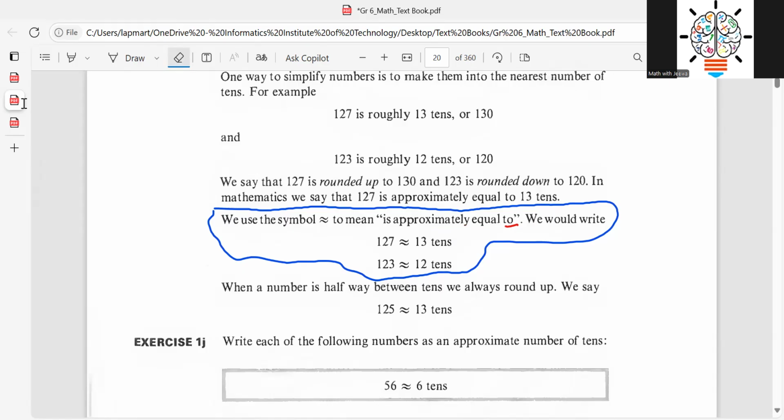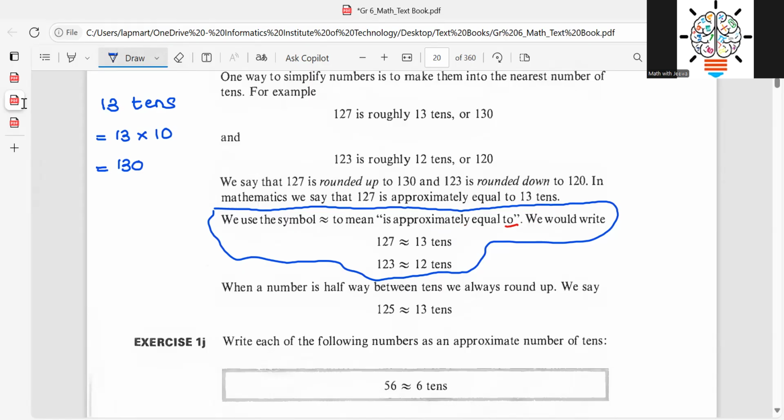You would write 127 approximately equal to 13 tenths, and 123 approximately equal to 12 tenths. I will show you how this works. 13 tenths, what does this mean, children? You want to write that 13 tenths means 130, right?